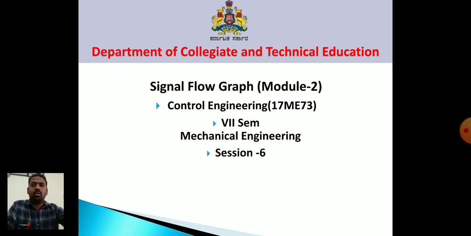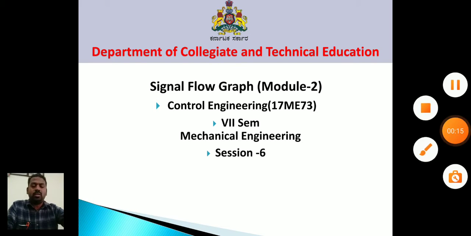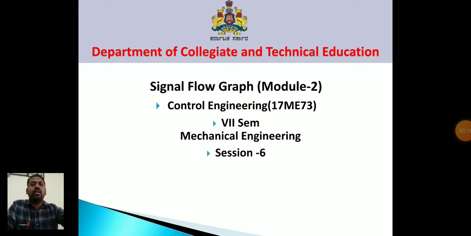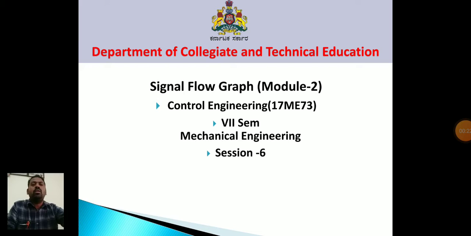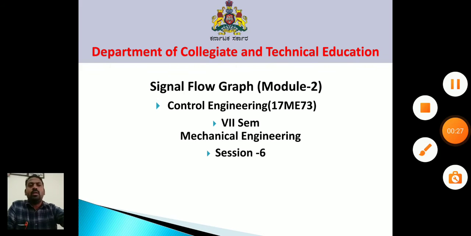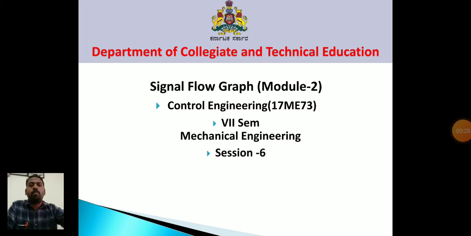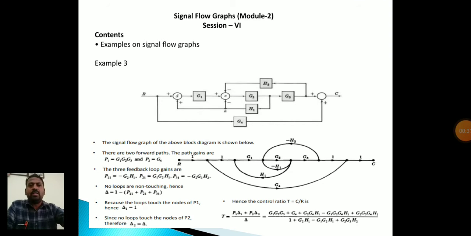Session 6 on signal flow graphs, Module 2 of Control Engineering. Let us once again understand some signal flow graph examples. Understand how to get the overall transfer function or control ratio by using the Mason gain formula. Let's take another example.